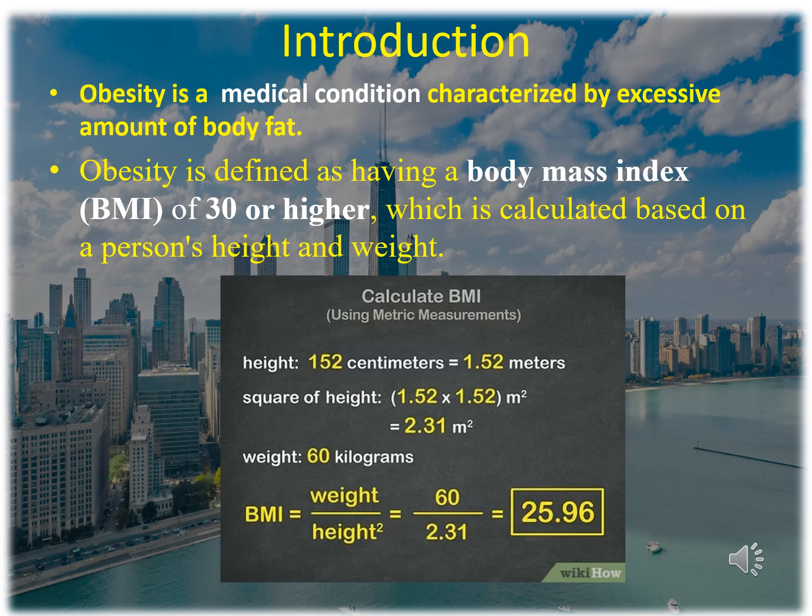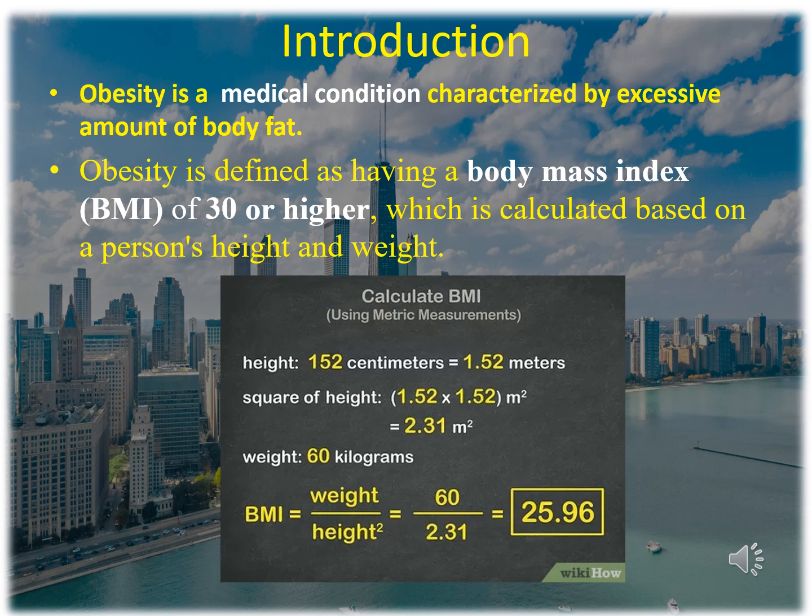So, what is obesity? Obesity is a medical condition characterized by an excessive amount of body fat, typically defined as having a body mass index, BMI, of 30 or higher. It increases the risk of serious health issues like heart disease, diabetes, and high blood pressure.